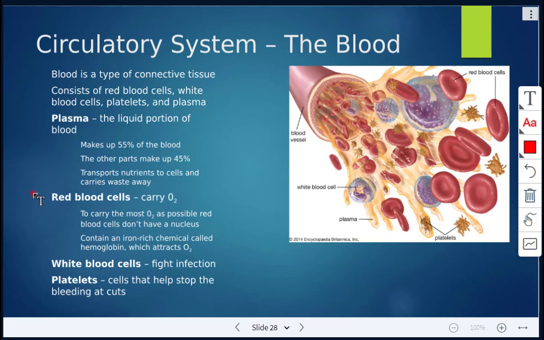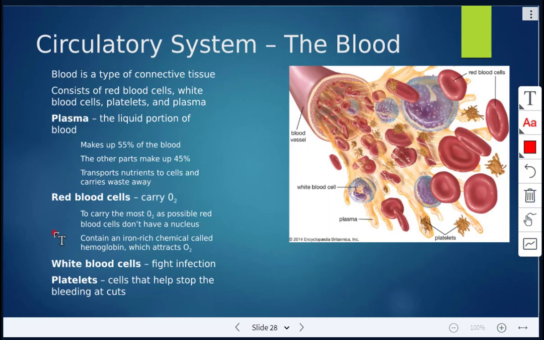So the red blood cells, they have a function of carrying oxygen. So if you look at the shape of red blood cells, they also contain a chemical called hemoglobin, which attracts oxygen as well. All right, so red blood cells are adapted to carry the most oxygen as possible. They don't even have a nucleus. So mature red blood cells, they don't have a nucleus. Their main function is to carry as much oxygen as possible. So that oxygen-rich chemical is called hemoglobin.